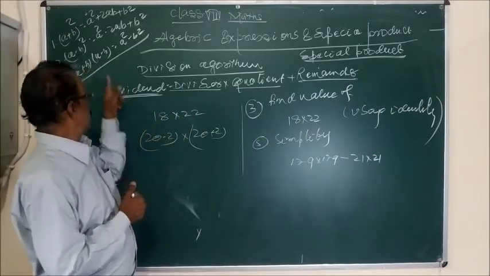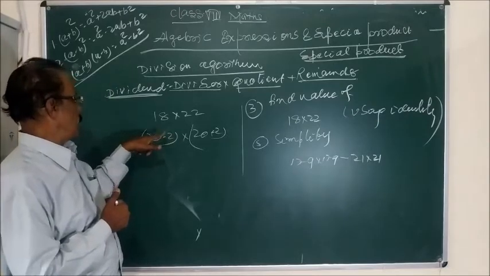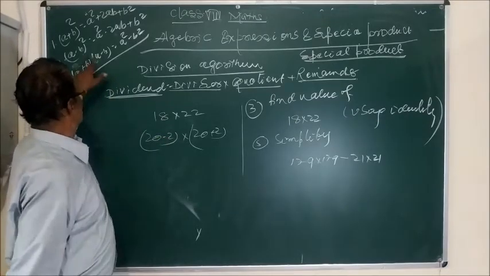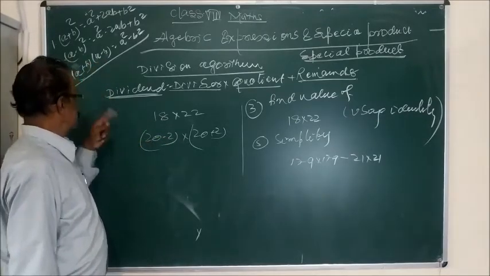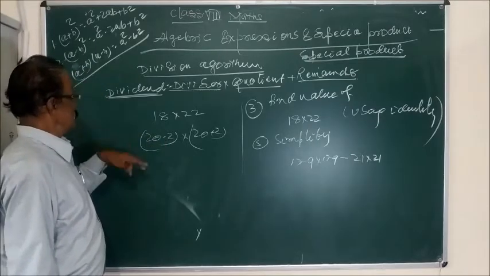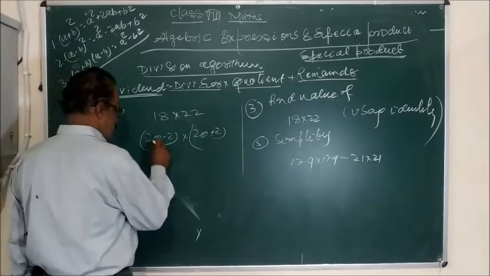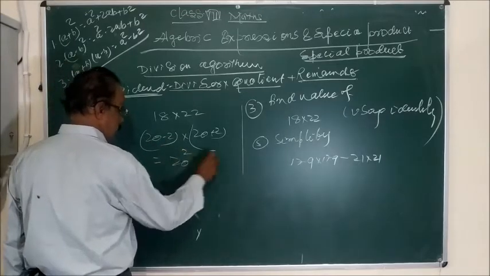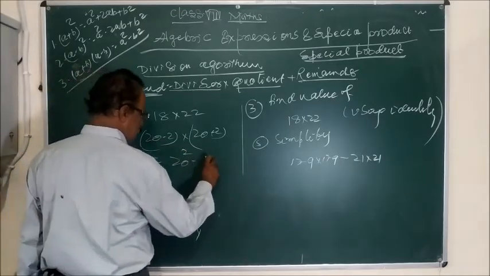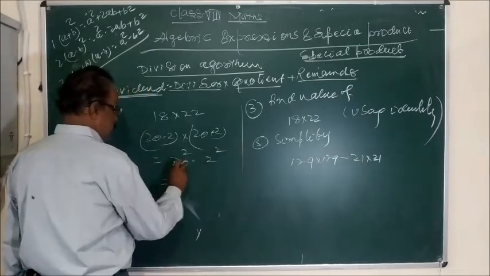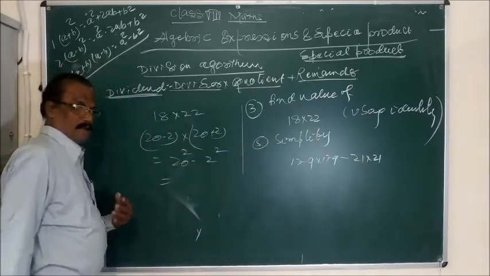अब now you compare this form of this question: a plus b, a minus b. Here a is 20, b is 2. So a minus b, a plus b is equal to a square minus b square. So a square here will be 20 square, minus b square means 2 square. 20 square: multiply 20 by 20.